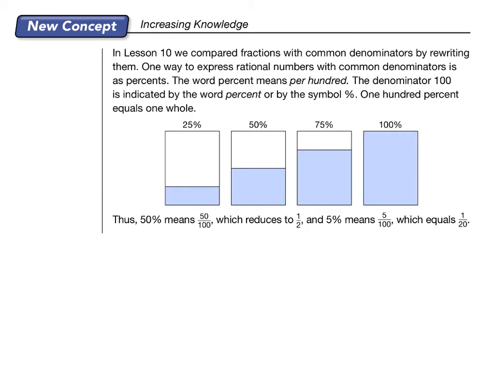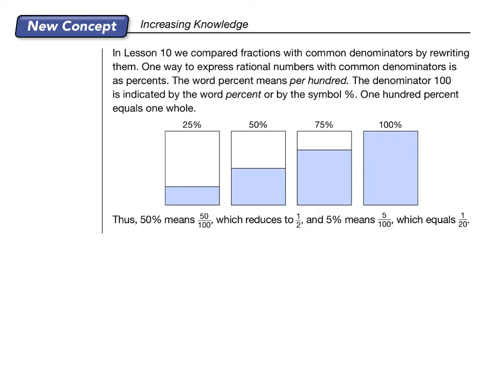Today we're going to talk about the word percents, and percent means per 100. So write that down. That's what percent means, per 100. The denominator 100 is indicated by the word percent or by the symbol, the percent sign. And 100% is equal to 1 whole.